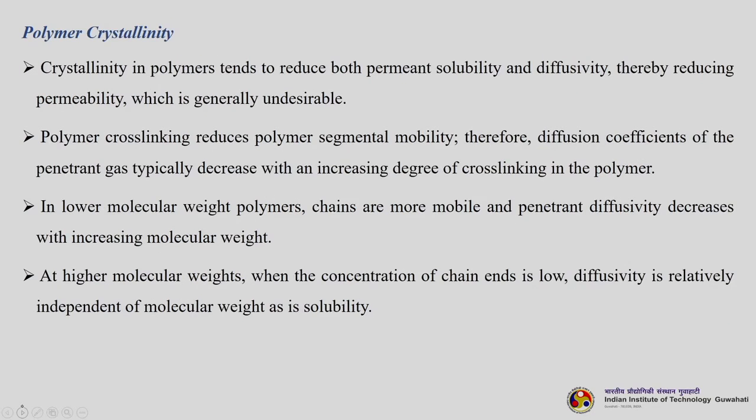Polymer crystallinity. Crystallinity in polymers tends to reduce both permeate solubility and diffusivity, thereby reducing permeability, which is usually undesirable, and polymer cross-linking reduces polymer segmental mobility. Therefore, diffusion coefficients of the penetrant gas typically decrease with an increase in the degree of cross-linking of the polymer. In lower molecular weight polymers, chains are more mobile and penetrant diffusivity decreases with increasing molecular weight. At higher molecular weights, when the concentration of chain ends is low, diffusivity is relatively independent of molecular weight, as is solubility.